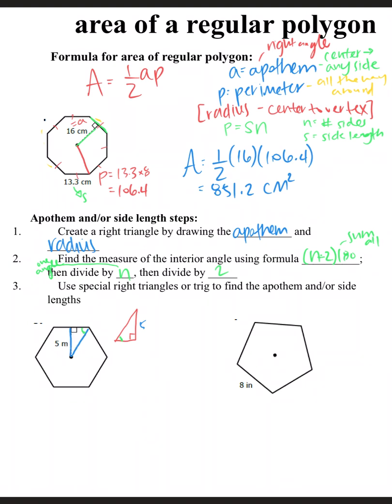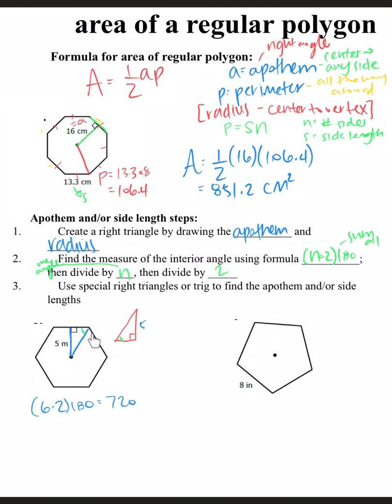Let's go ahead and do that. How many sides do we have? 1, 2, 3, 4, 5, 6. So we're going to say 6 minus 2 times 180. And this is how much? 720. So our total polygon sums to 720 degrees.